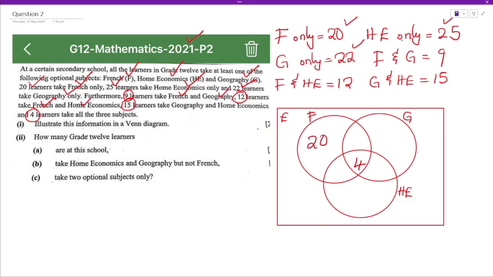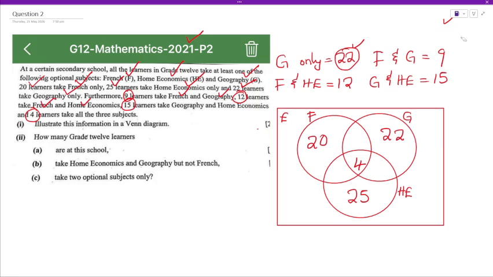Then we have HE only, it's 25. HE only, it's this region. You can put a 25. Geography only, it's 22 right there. So at this point, you can plug in these values because of the word only. There's no need for us to start proving anything, so we can erase that information. We're just remaining with the other values for the intersections.